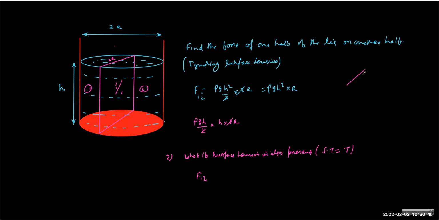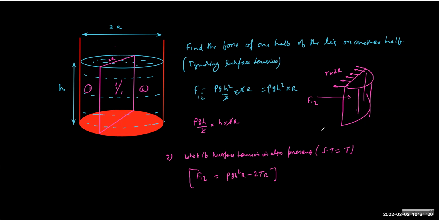So, if you draw any half portion, there are two forces it will experience. One is the pressure force, which is F1, but the other half will also be pulling this part. Surface tension acts along the surface, and this pull force will be how much? T into 2r. So the net force will be rho g h square r minus 2Tr. Is this clear? Yes. So the pressure is pushing, the surface tension is pulling it. So that's the answer.